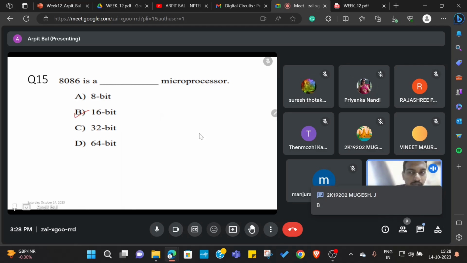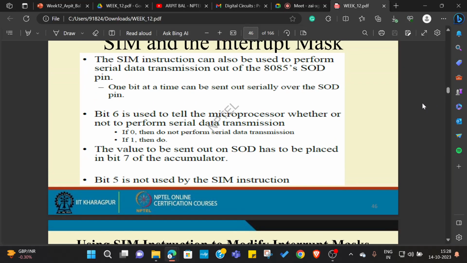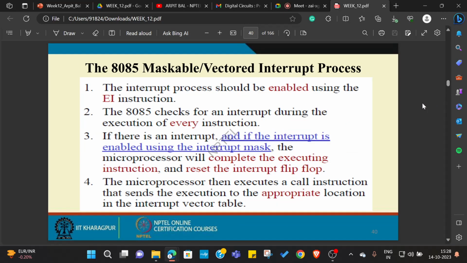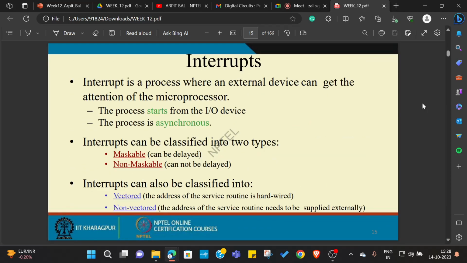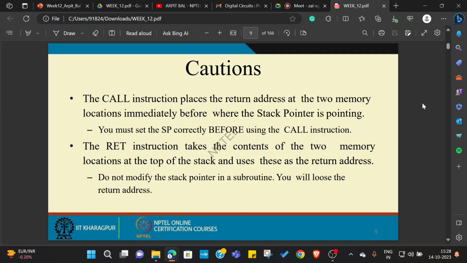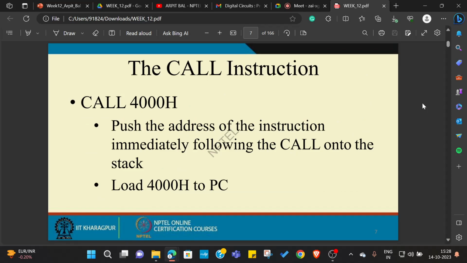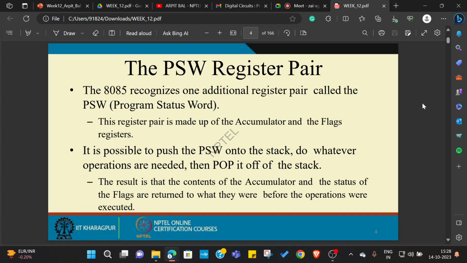Okay, so I would like to recap a few things that were covered in the lecture and that can be helpful for your preparation. One of the things is related to the call instruction, the subroutine part.